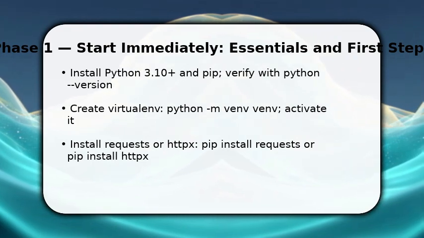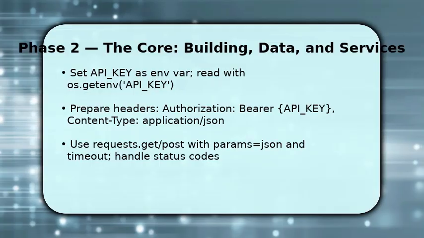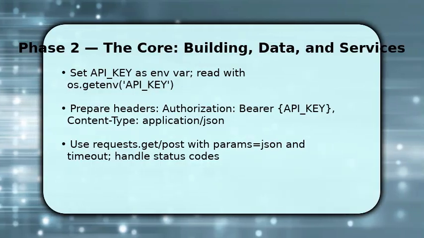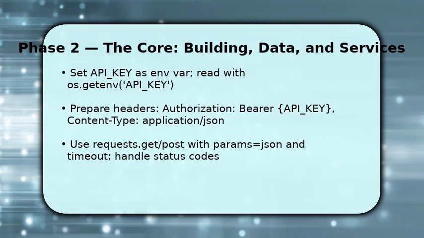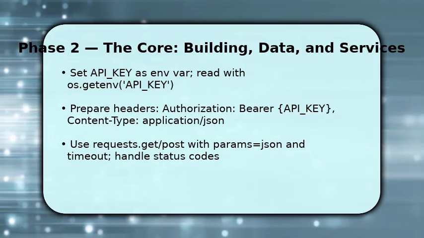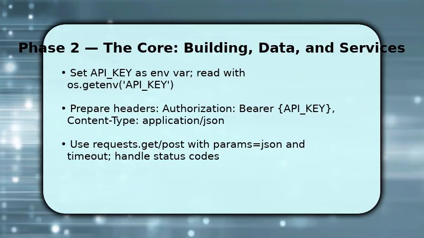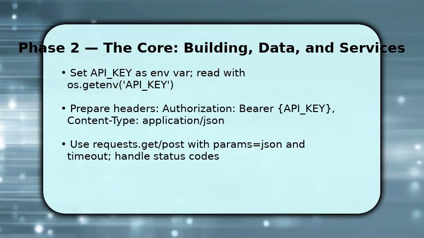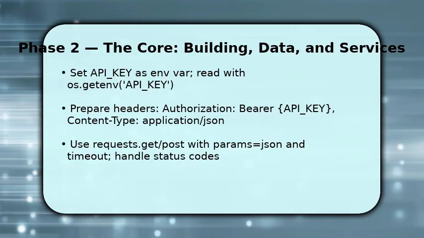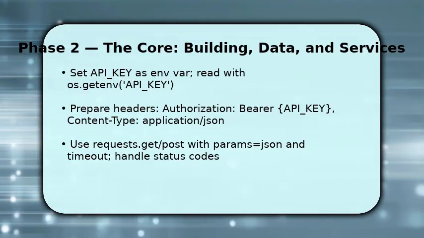You'll now implement authentication and the core request flow. First, read your API key from an environment variable and build headers with authorization, bearer plus content type application/JSON. Once that is in place, construct a requests.get or requests.post call, pass params or JSON, and always use a timeout to avoid hanging calls.